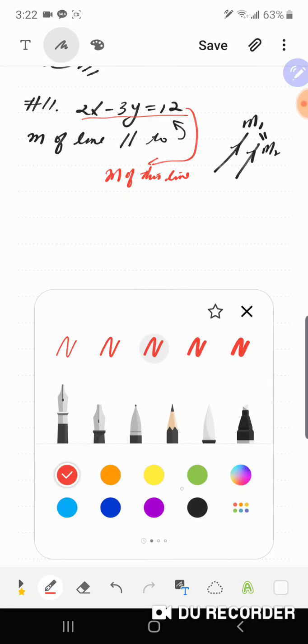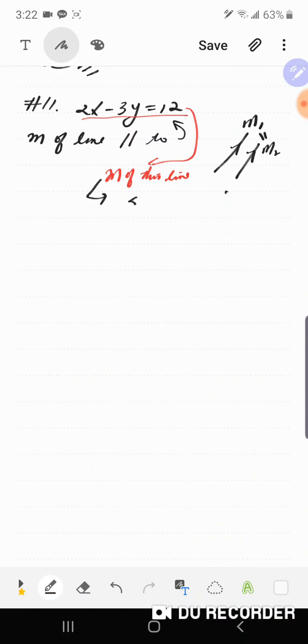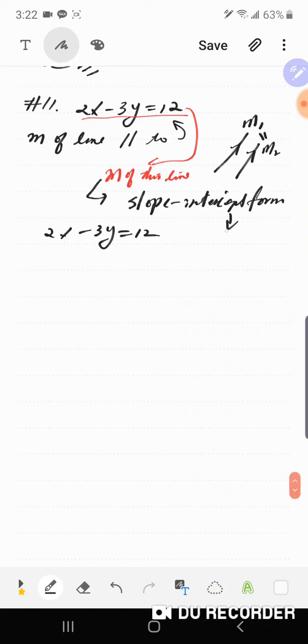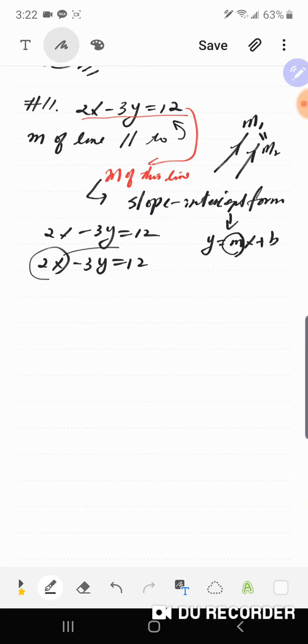Then to find the slope, we have to write this in slope-intercept form. Slope-intercept form is what? Slope-intercept form is y equals mx plus b. Then this m is the slope. So 2x minus 3y equals 12. Let's get rid of minus 12. Move 2x to the other side. Once you move a term across the equation, we change the sign. The 2x becomes negative 2x.